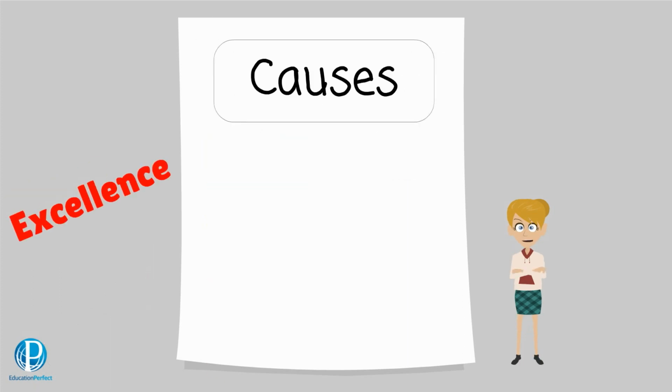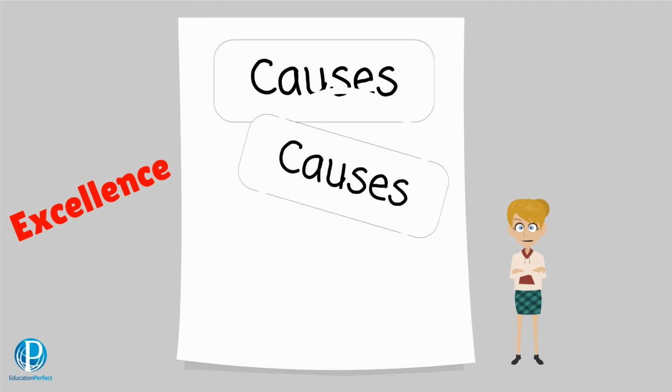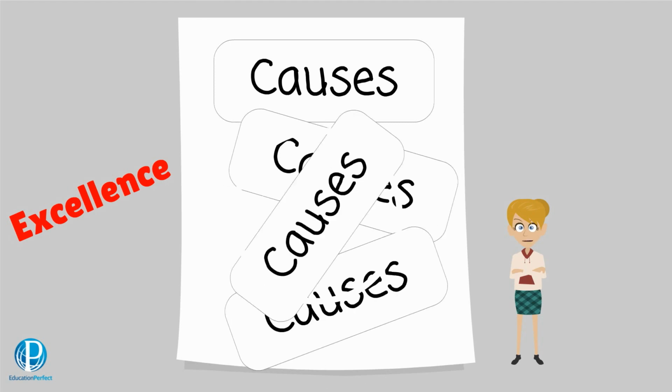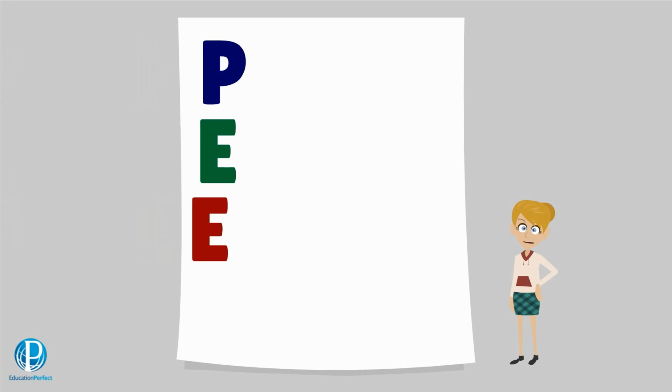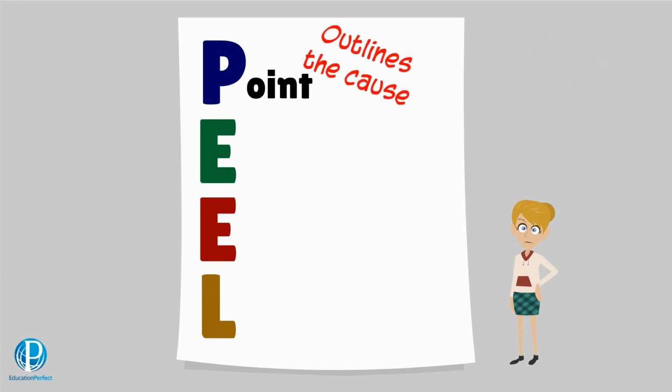Now, it's time to write about your causes. If you're aiming for excellence, you'll be writing more than 2 paragraphs for causes of your historical event. They will also have to be in great detail. Now, paragraph structure is simple. This is where we can use the handy PEEL acronym to help us. In the first sentence of your paragraph, you'll want to introduce the point that you will be talking about. Basically, you're outlining the cause here.